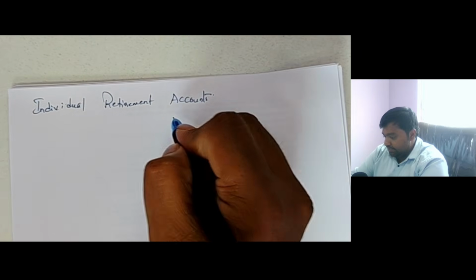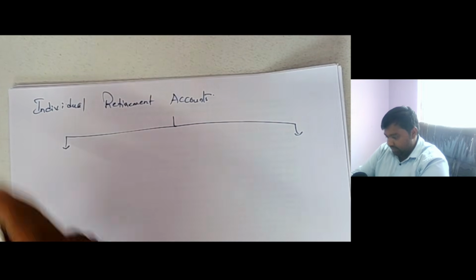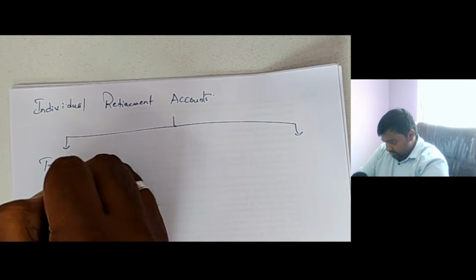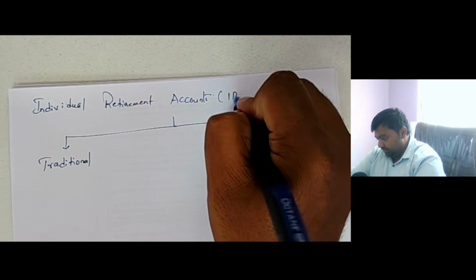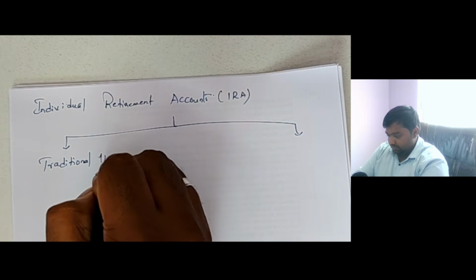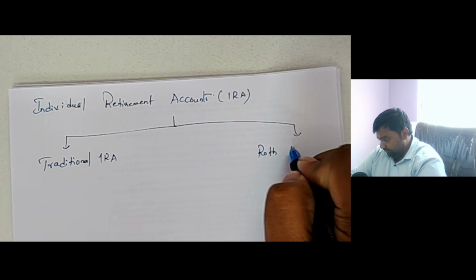There are actually two types of retirement accounts in the US. The first one is your traditional IRA. IRA means individual retirement account. The second one is your Roth IRA.